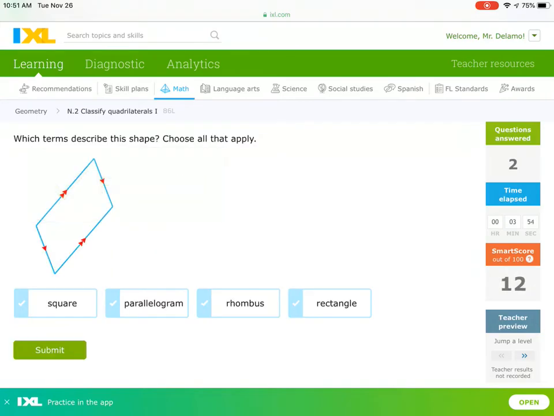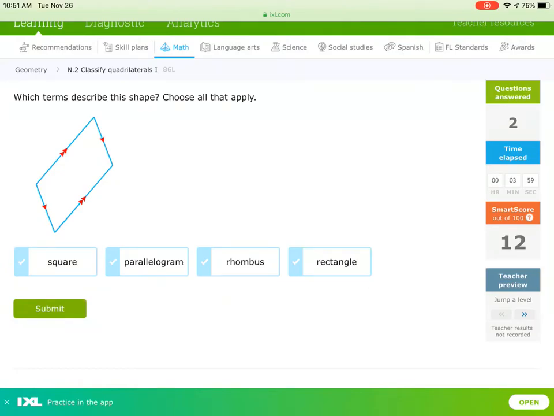Submit. Okay. Which terms describe this shape? Choose all that apply. Okay, so we can tell from the markings that opposite sides are parallel to each other. So it's definitely a parallelogram. It's not a square though, because not only do they have to be parallel, but they have to be the same. All four sides have to be congruent to each other, which we're not given that information, nor does it really look like that. And also, all four angles have to be 90 degrees, which doesn't seem that way either.